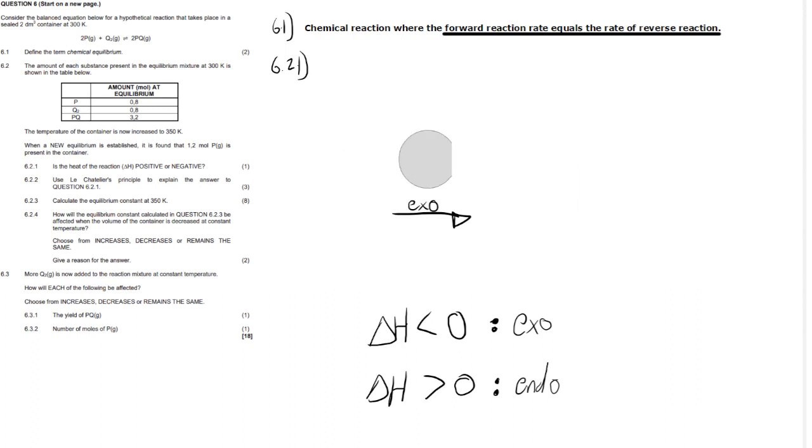Because now we get to the question, they're asking us, is the heat of the reaction positive or negative? We said the forward reaction is exothermic, and so it is going to be smaller than 0. It is negative.